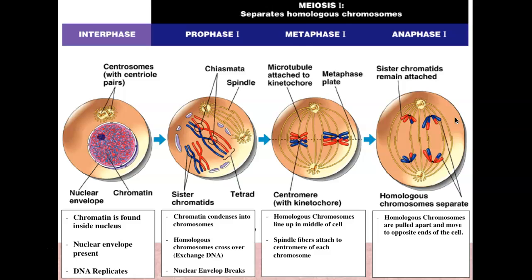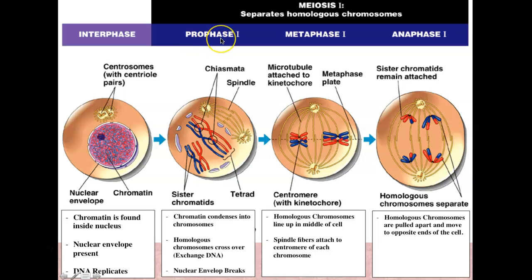Here is meiosis 1, and if you look here, it's still IPMAT-C. We're going to walk through the different stages of meiosis 1. In interphase 1, we still see the chromatin found inside the nucleus, that spaghetti-like genetic material. The nuclear envelope is still present, and the DNA is replicating. Also, the centrioles are replicating, and the cell is growing.